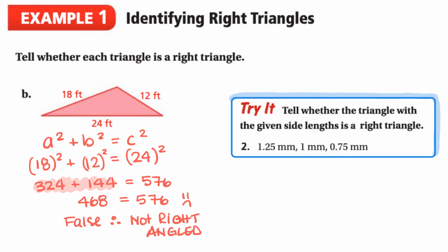So here's your second try question for this video, so take a moment to pause the video and figure out whether or not this triangle will be right-angled.